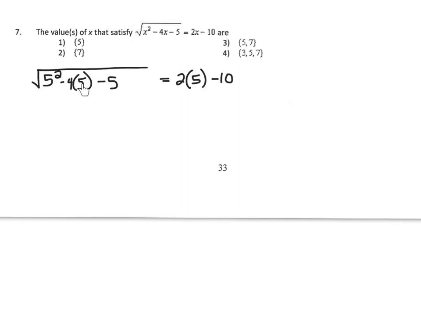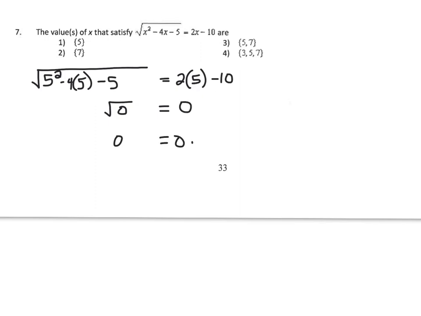Okay, so when we plug in a 5 for x into both sides of the equation, on this side we get 5 squared is 25, and then 4 times 5 is 20. So 25 minus 20 is 5, and then if we subtract 5 from that, that gives us 0. So on this side of the equation, we get the square root of 0, which is just 0. Okay, now on the right-hand side of the equation, 2 times 5 is 10, and 10 minus 10 is 0.